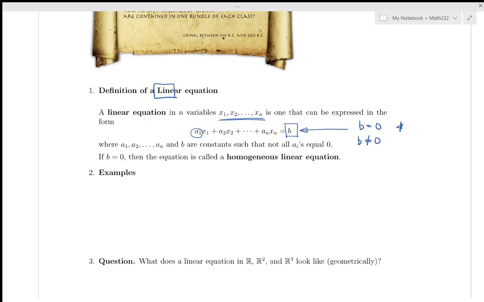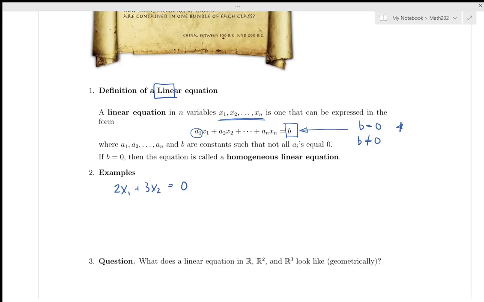So let's just get some examples of linear equations and perhaps not linear equations so we can see the distinction. So here's a linear equation. 2x1 plus 3x2 equals 0. That's a linear equation. We have x1 and x2 as the variables. We have 2 and 3 as the constants, and b here is equal to 0. So in fact, this is a homogeneous linear equation.